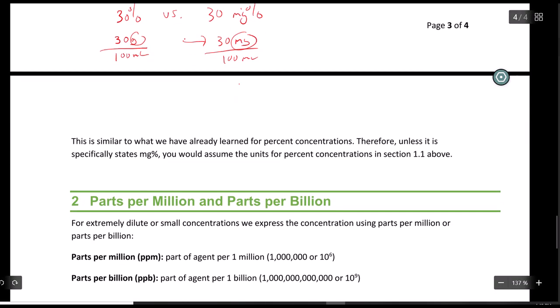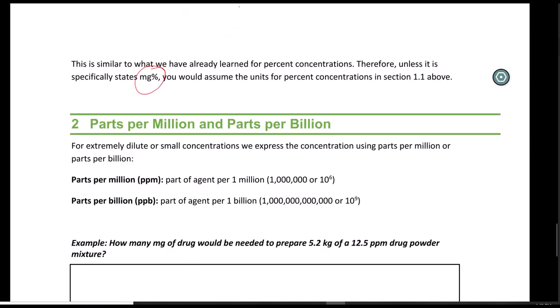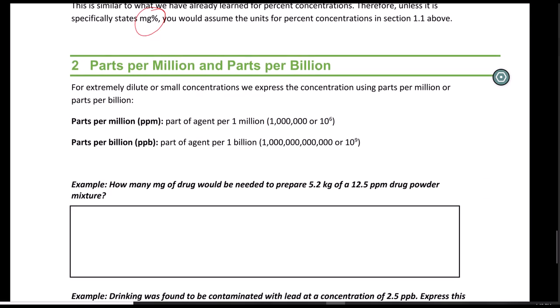So unless it specifically says milligram percent or a designation, always assume it's what we've been learning so far. All right. The last thing in terms of concentration and labeling concentration is using something called parts per million and parts per billion. These are used when we're talking about really dilute solutions or powder mixtures. So in our case, we're looking at them as being powder mixtures for this module.